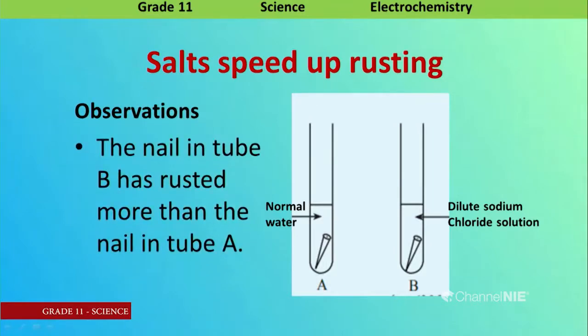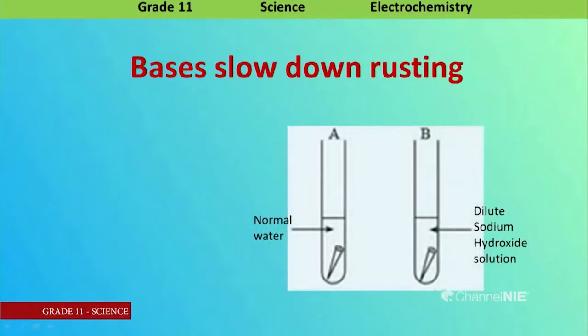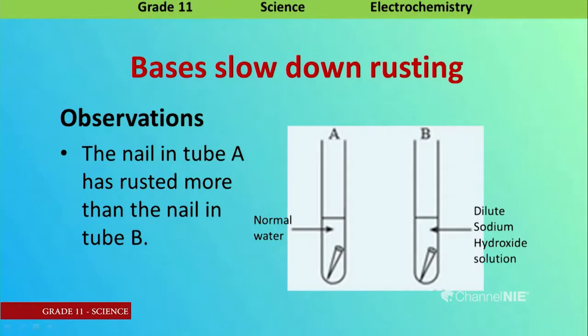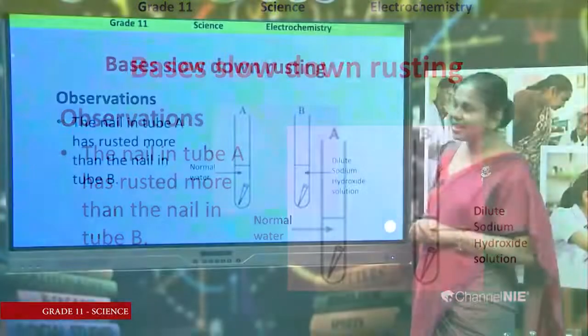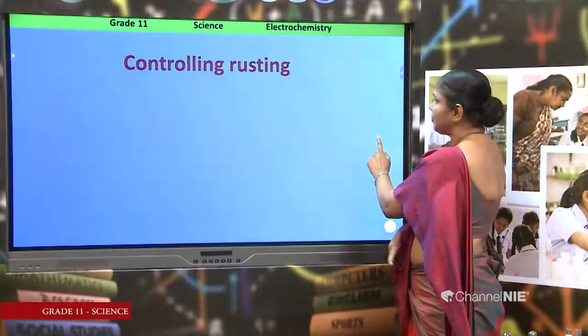And as I told you earlier, bases slow down rusting, children, right? Here, as the base, dilute sodium hydroxide solution is taken and 2 clean iron nails are placed in them. When you observe after 1-2 days, you will see the nail in normal water has rusted, but the nail in sodium hydroxide solution has not. That means bases slow down rusting. Okay, right.